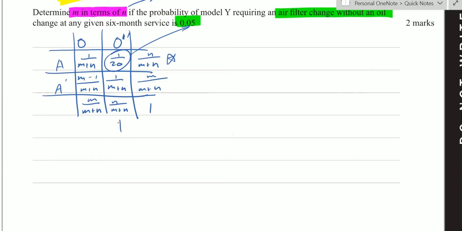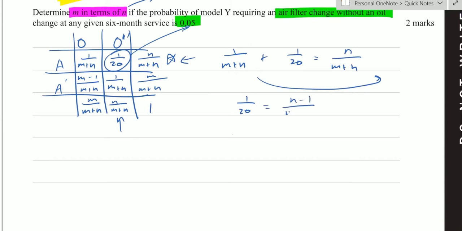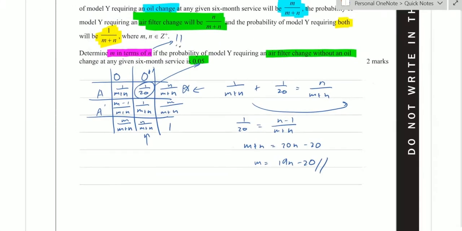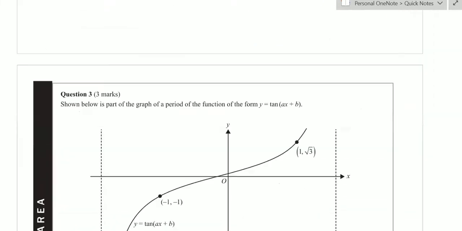As you can see, like what I said before, you can start noticing patterns. So these two columns are exactly the same. So 1 on m plus 1, n plus 1 on 20 equals n on m plus n. And then you just rearrange. You can move this to the side so you get rid of the weird fraction thing, and then you can cross multiply. So you get m plus n equals 20n minus 20. And then you see that you have m on your own now. So you get m equals 19n minus 20. And that's it. So just make sure you read the question. Don't waste time doing things they didn't ask you to do.